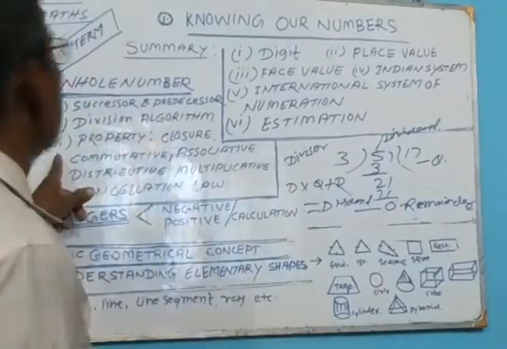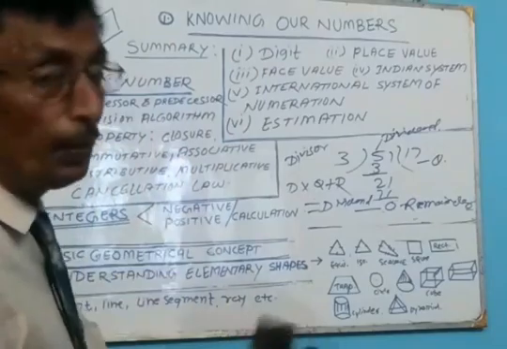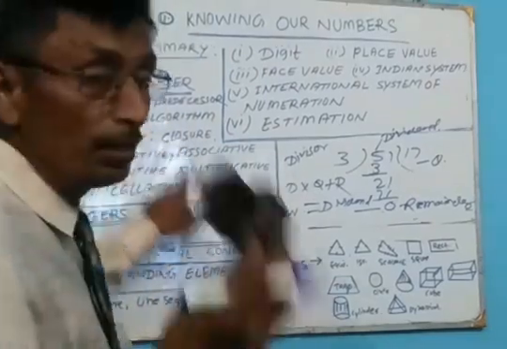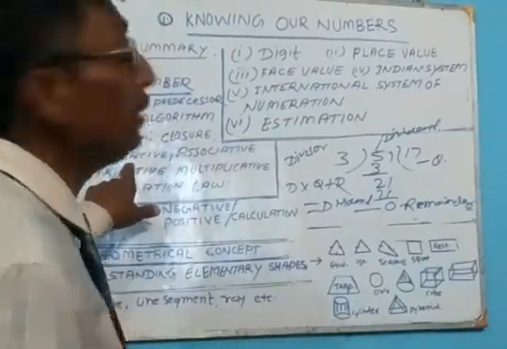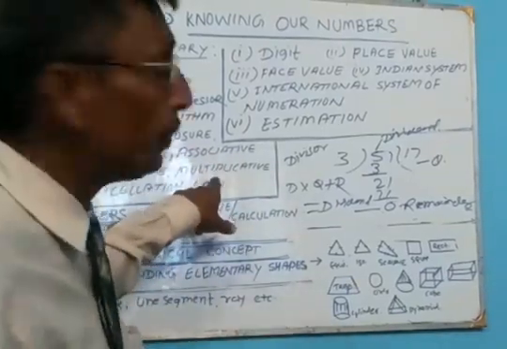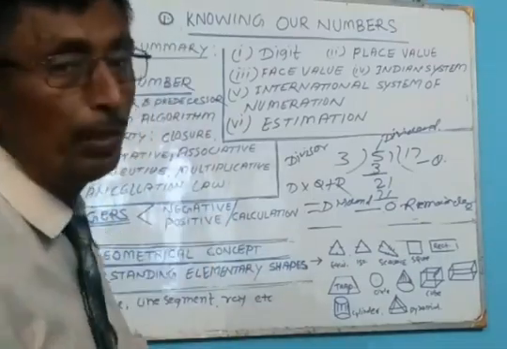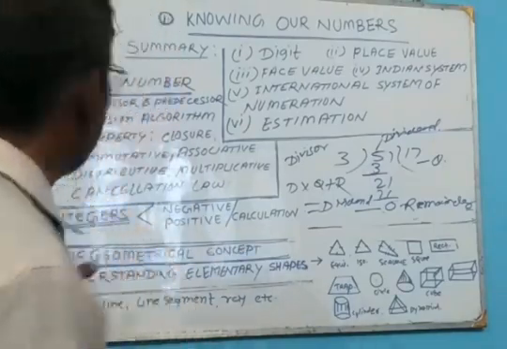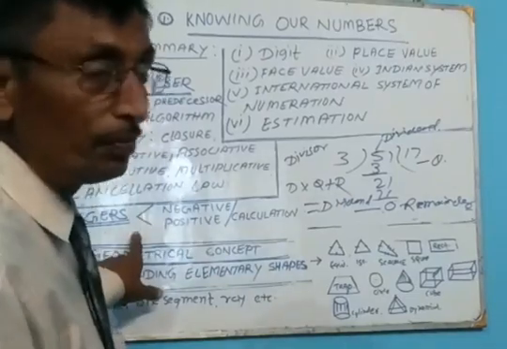Then come on the next term, property. There are different types of property which we have discussed in earlier videos: closure property, commutative property, associative property, distributive property, multiplicative property, and conservation law. All are discussed in earlier videos. So we have to study about it. Then come on the third chapter, integers.